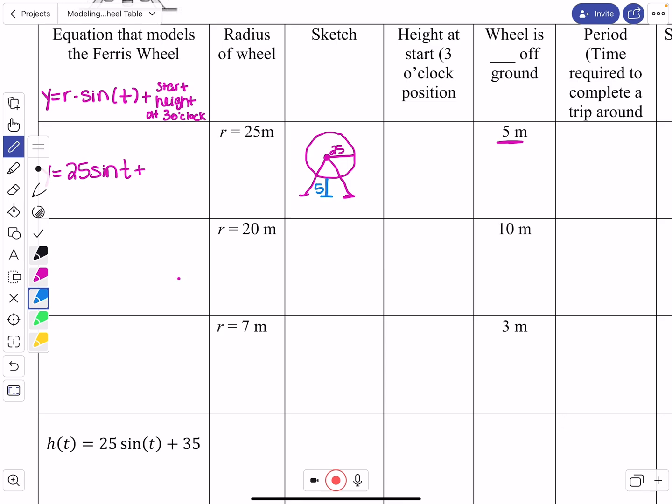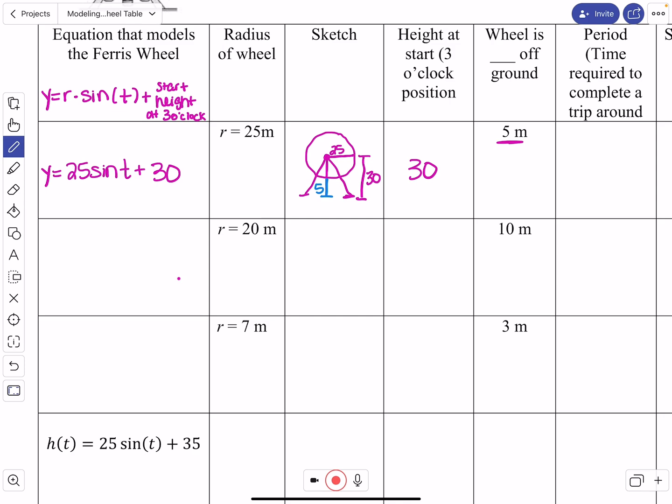And if our radius is 25, so keep in mind from here to here is 25, 25 plus 5, this gives us a total distance of 30. So our height at the start at the 3 o'clock position is going to be 30. So we're going to put a 30 right here.